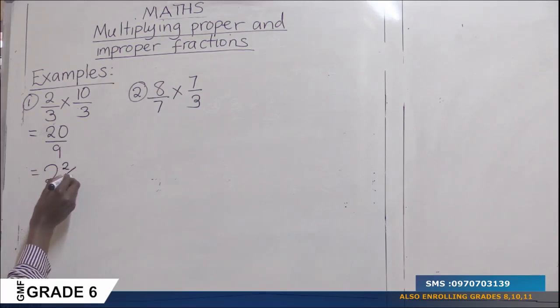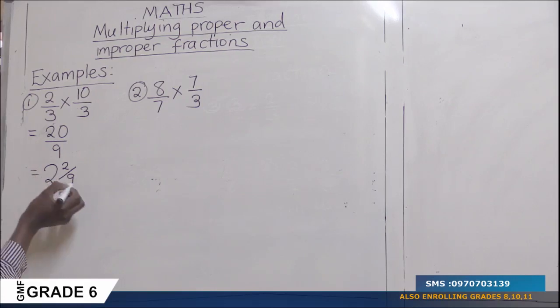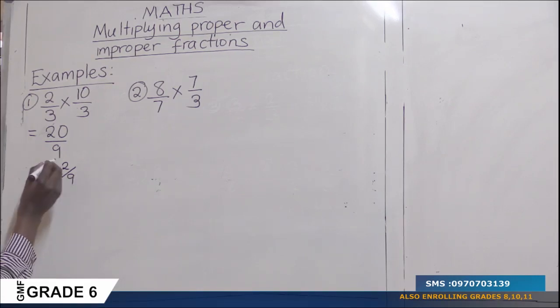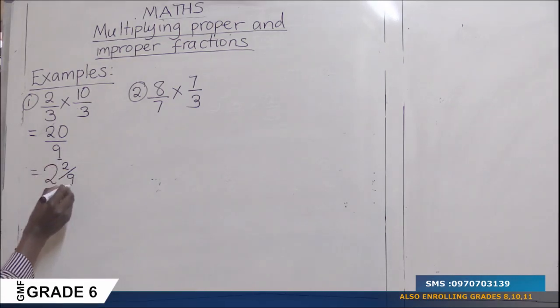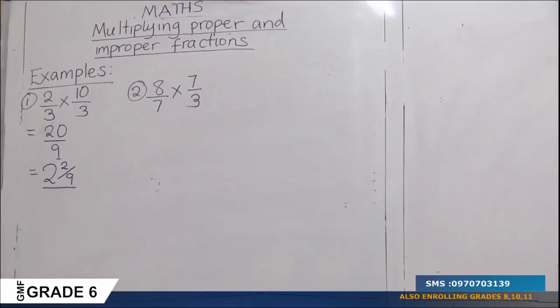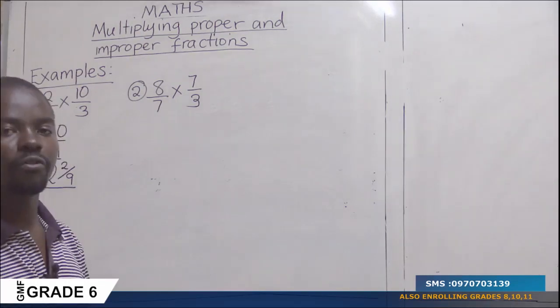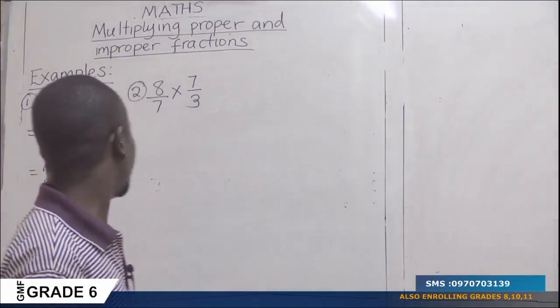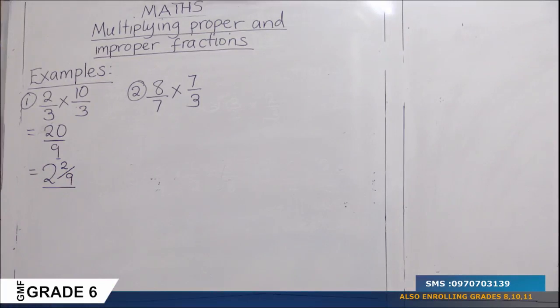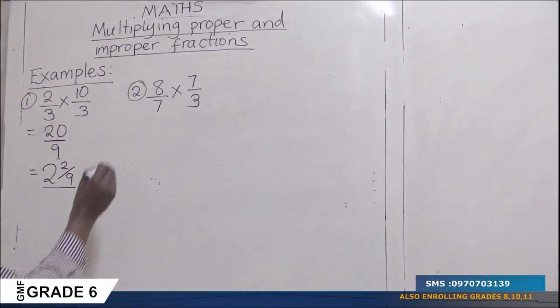Then you write over 9. Where did we get this 9, boys and girls? The 9 that we've written there comes from the denominator, which is 9. So our answer is 2 and 2 over 9. That is our answer. Let's go to example 2.